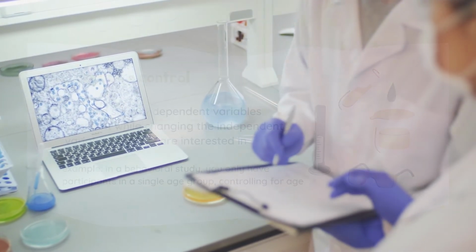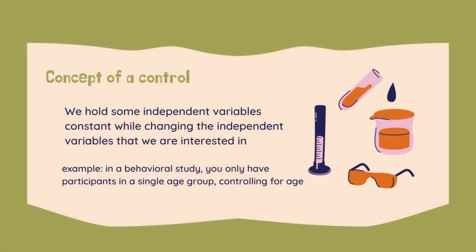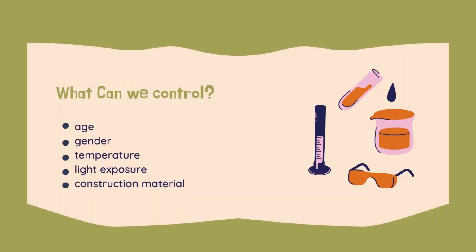We use the concept of control to hold some independent variables constant while changing the independent variables that we are interested in. This may mean that in a behavioral study, you only have participants in a single age group, controlling for age, or only a particular gender, controlling for gender. Some conditions that can be controlled include age, gender, temperature, light exposure, construction material, among others.